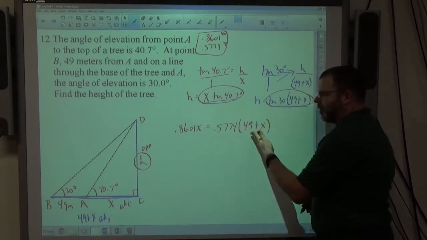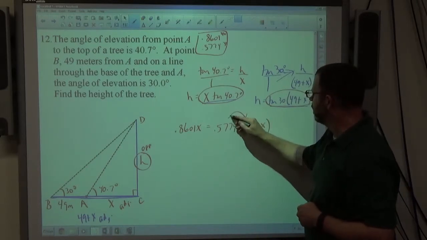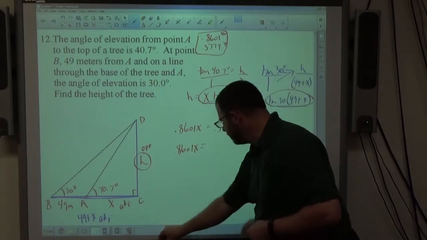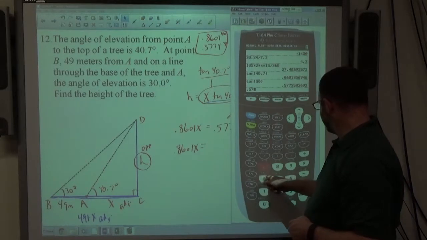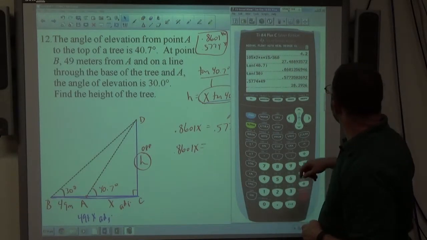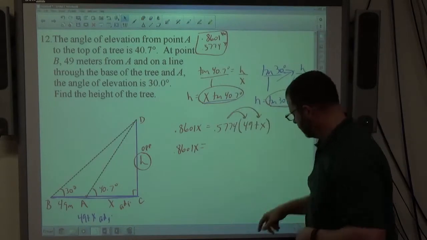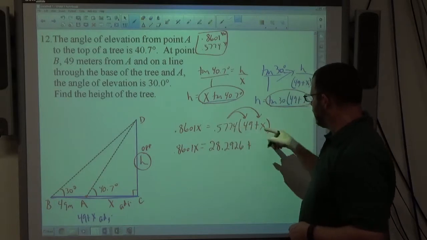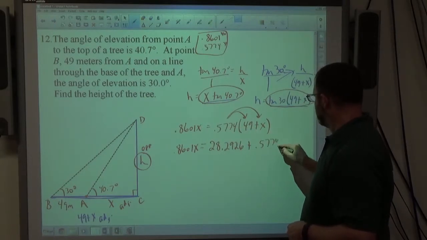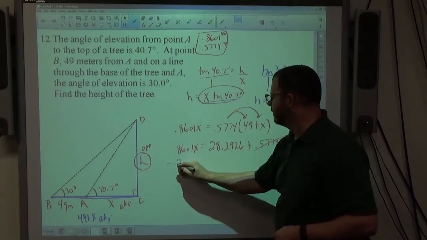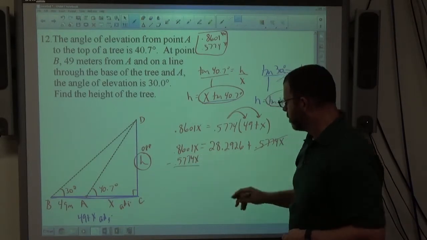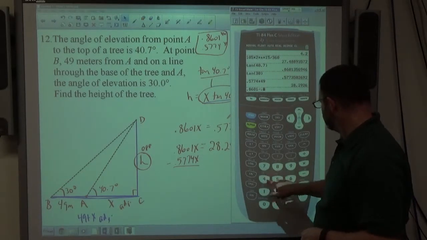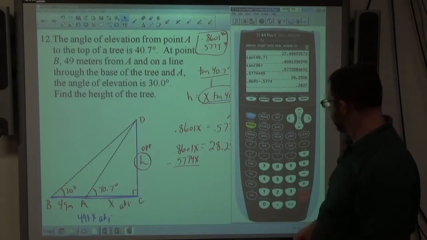So now we've got a basic equation here containing x. It's just a matter of solving the equation. A little distributive property there. 0.8601x equals 0.5774 times 49, which is 28.2926, plus 0.5774x. We'll move that to the other side: 0.8601 minus 0.5774 comes out to 0.2827.